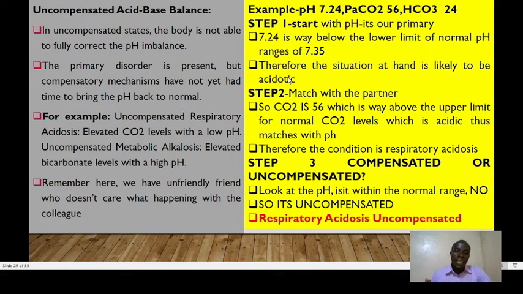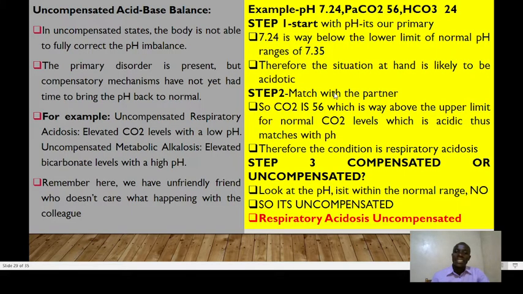After identifying that this is an acidosis situation, you now go to the primary disorder by matching with the partner. You say the pH is acidosis, but then look at the CO2. CO2 is 56. The normal range for partial pressure of carbon dioxide is 35 to 45. You can see 56 is way above 45, and we said if the value is 45 or above, that is acidic. So you can see, guys, this one is matching.